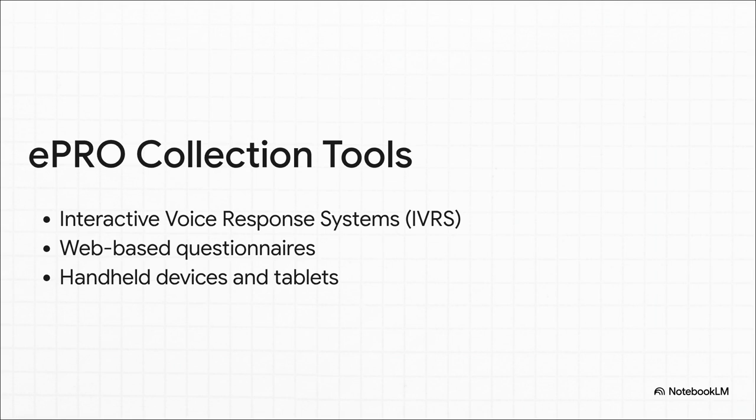And we have a whole toolkit for collecting this data. It could be an automated phone system, that's called an IVRS, where they answer questions using their keypad, or it could be a simple web-based survey they fill out on their laptop. But what's really taking over are apps on handheld devices, a smartphone or a tablet. The app can send them a reminder, hey, time to log your symptoms, and they can do it right there on the spot. It's super convenient and super effective.